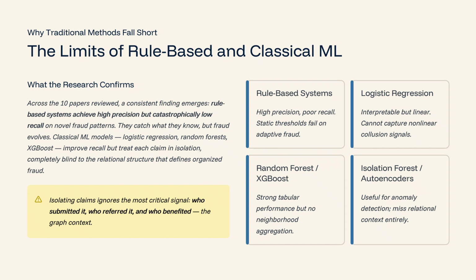Classical ML like XGBoost and Random Forest closes some of that gap, but it introduces a structural blindness that no feature engineering can fix. It treats every claim as an island. It has no concept of who submitted this claim, who referred this patient, or which providers share this patient's history.